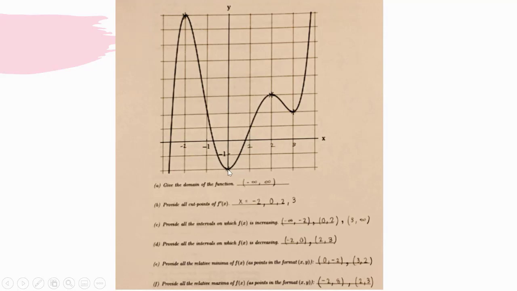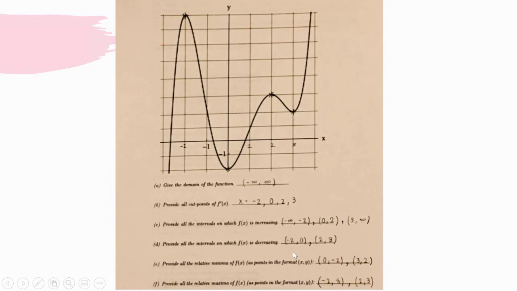So you'll see at 0 there's a minimum, so that's another cut point. And then at 2 there's a maximum, and then at 3 there's a minimum. So you'll see all these different x values are your cut points. Oh, sorry. And then you want to see at what intervals the function is increasing. You'll see that from -infinity to -2, it's increasing. As you're moving to the right, your y values are increasing. And then it's decreasing from -2 to 0, and it's increasing from 0 to 2, and then decreasing from 2 to 3, and then increasing from 3 to infinity.